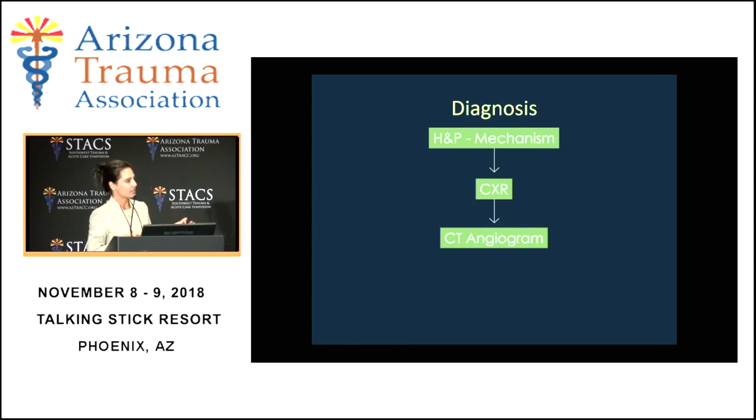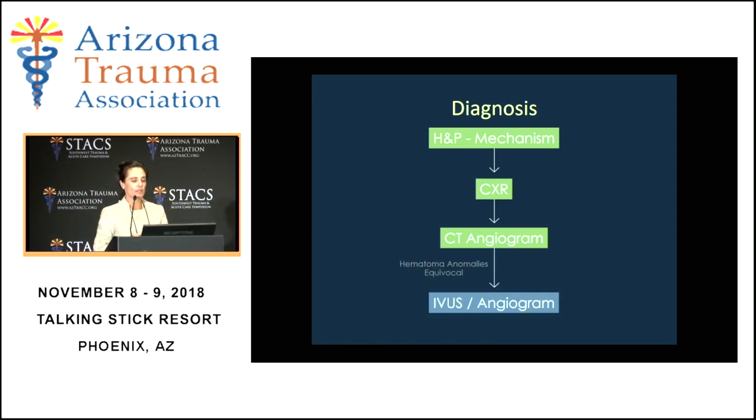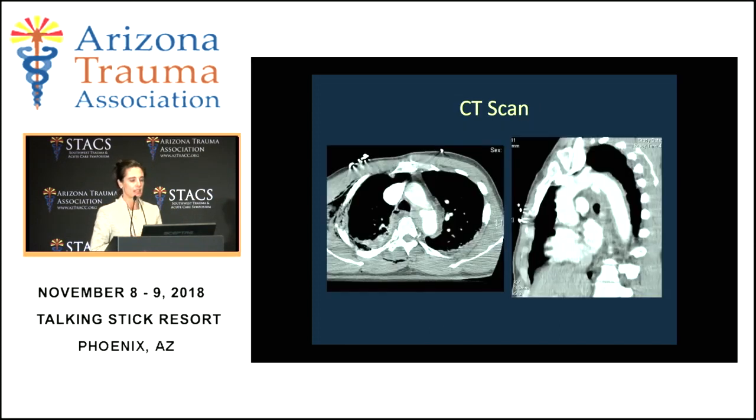Usually, patients with a suspicion of blunt thoracic aortic injury undergo a CT angiogram for diagnosis. Even if the CT scan is equivocal and we need more information, there are at least two other diagnostic modalities that we can use to either confirm or rule out blunt thoracic aortic injury. One is IVUS that I'll talk about, as well as angiography. The CT scan is the most common way that we identify these patients.